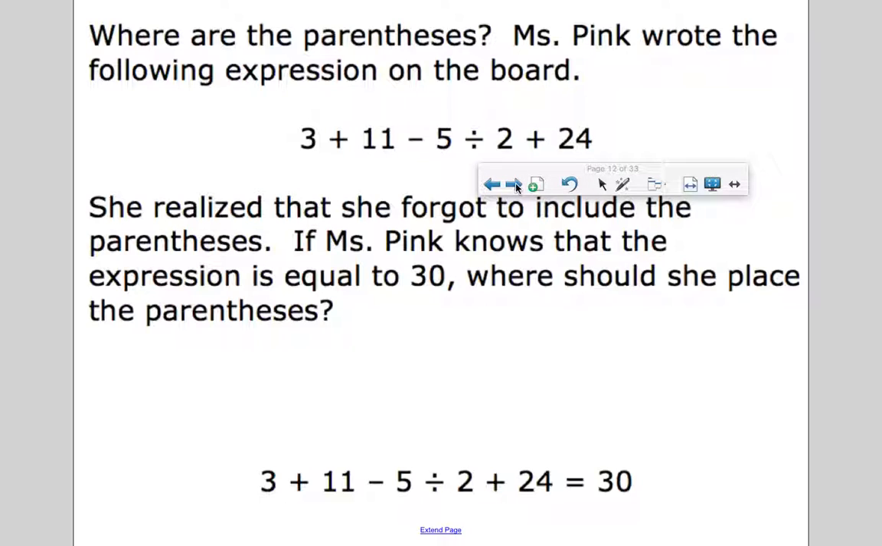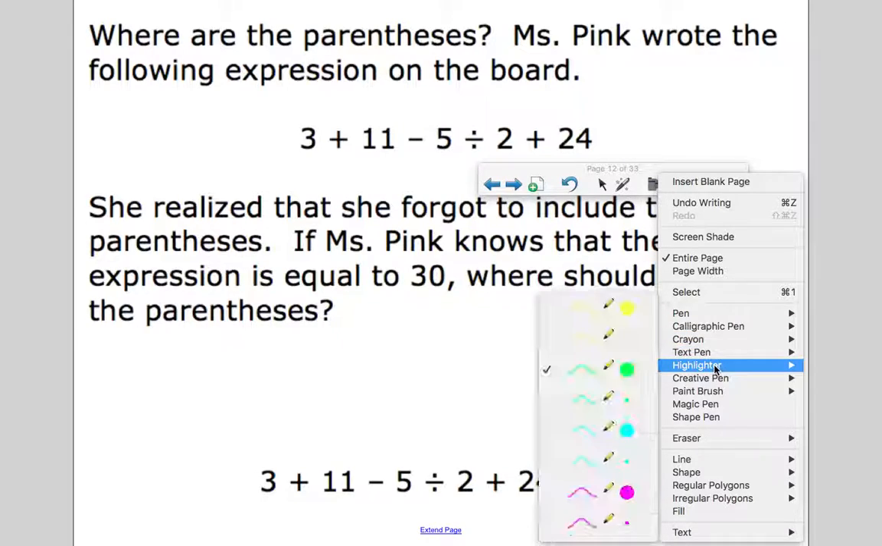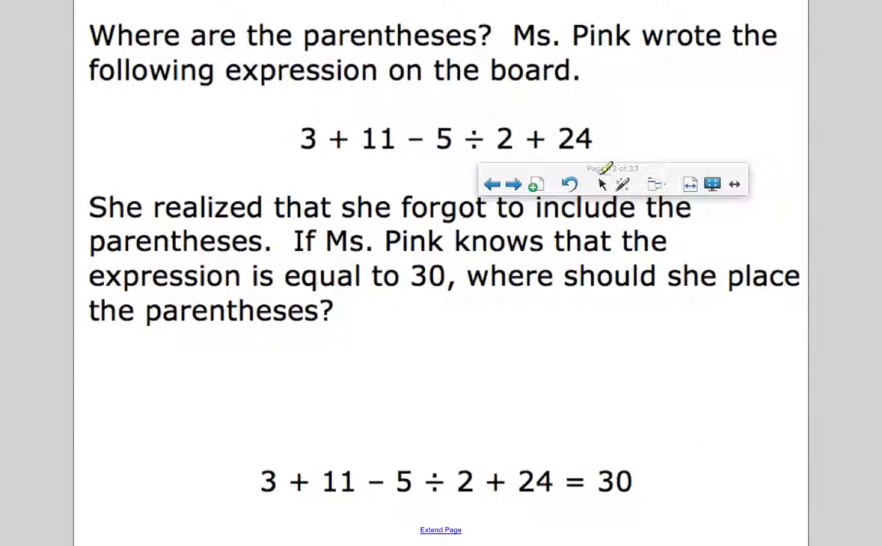So Mrs. Pink wrote the following expression on the board. Look at my highlighter. She realized she forgot to include a parentheses. If Mrs. Pink knows that the value is supposed to be 30, where should she place the parentheses? Well, let's highlight the operators.